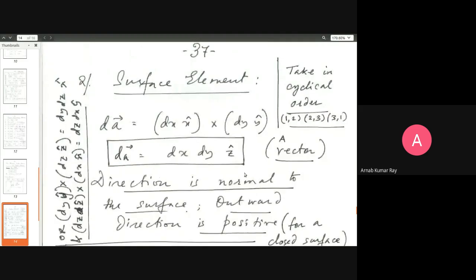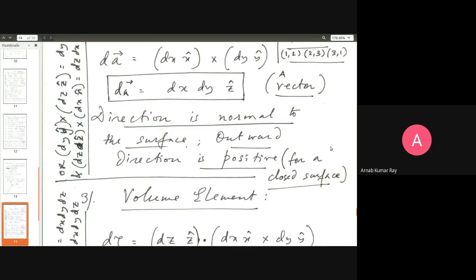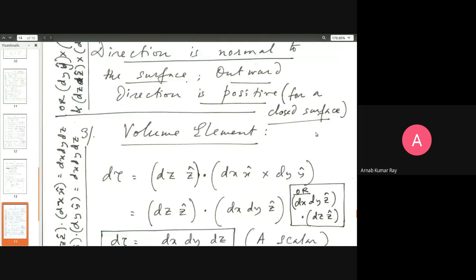Okay, so this principle will apply in all the cases: 1 cross 2, 2 cross 3, 3 cross 1. Finding the surface element is slightly complicated. Finding the volume element is not. The volume element will always be the same.